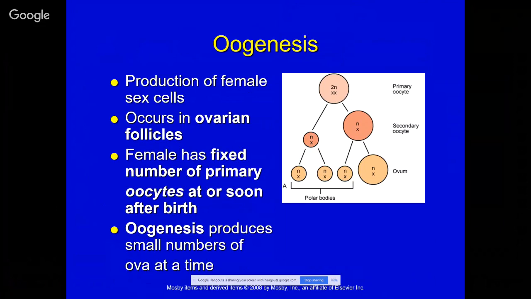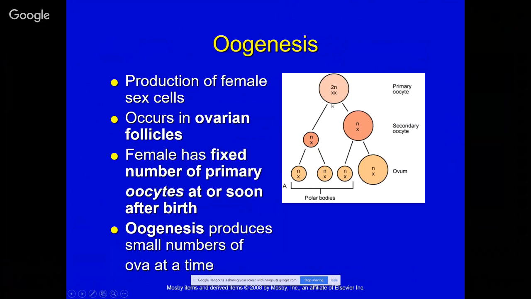For oogenesis, the development of the egg, or the production of the female sex cells, this occurs in the ovarian follicles. Now, a female has a fixed number of primary oocytes at or soon after birth. So they don't continuously make them. When they're born or soon after that, they have as many ova, eggs, as they're ever going to have. Oogenesis produces small numbers of ova at a time. So we have the fixed number of oocytes, and then going through an estrus cycle produces the ova.